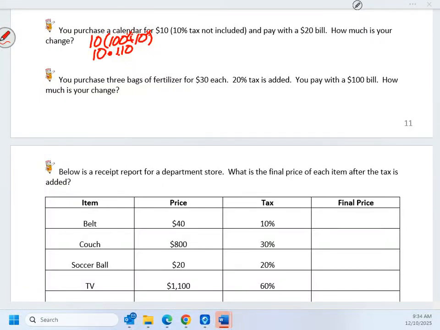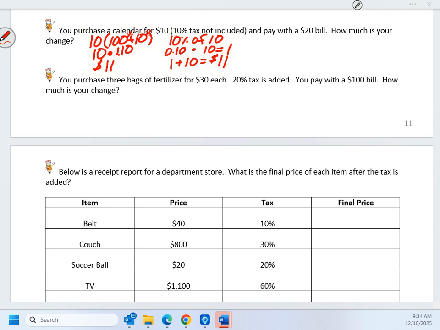And what did you get? I got 11. Okay, so our new cost was $11. Who did the other way? Haley? I did 10% of 10, and then 0.10 times 10, which equals 1. And then 1 plus 10 equals 11. So both ways, we got our $11. So no matter which method you used, you should have gotten $11.